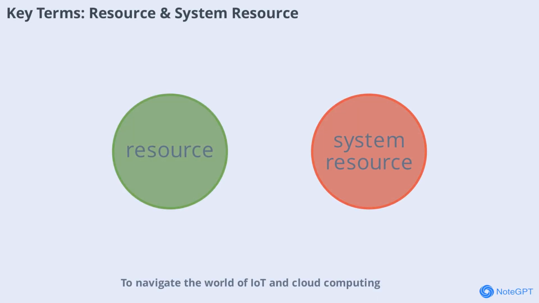To navigate the world of IoT and cloud computing, it's important to understand some key terms. A resource can be anything that can be read, written, or executed, such as files, databases, or even path specifications. A system resource refers to core components like the operating system, memory, network, server, or software applications. These resources are the building blocks that enable devices and applications to function and interact within a cloud environment.